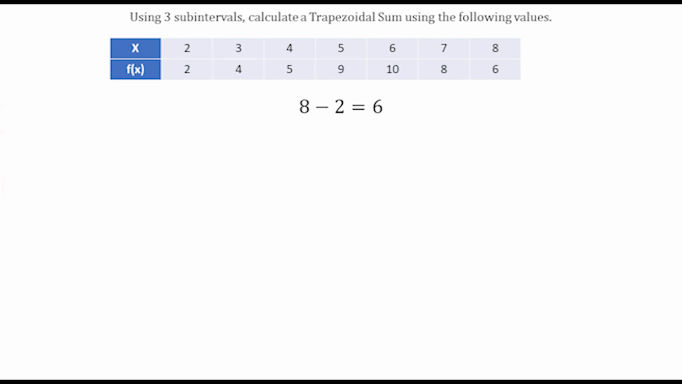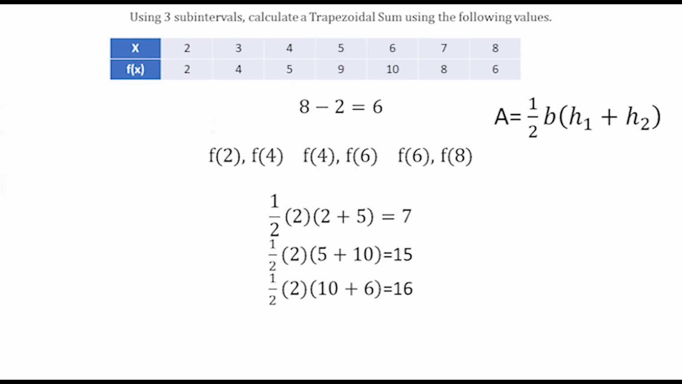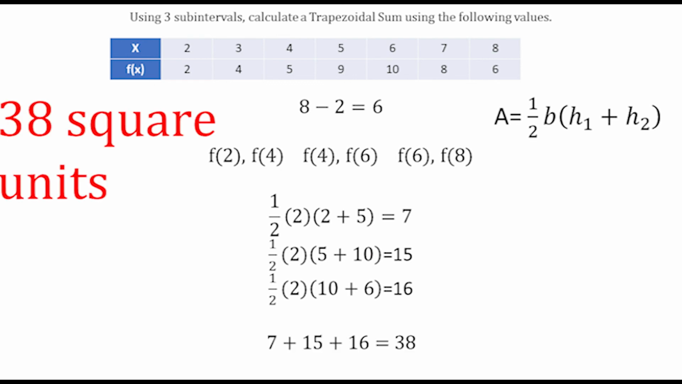Knowing the formula of a trapezoid to be this, would give you 1/2 times 2 times 2 plus 5, plus 1/2 times 2 times 5 plus 10, plus 1/2 times 2 times 10 plus 6, which would equal 38.